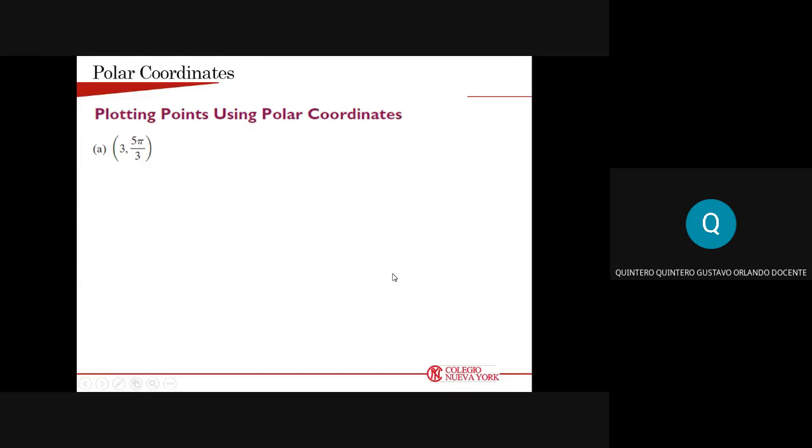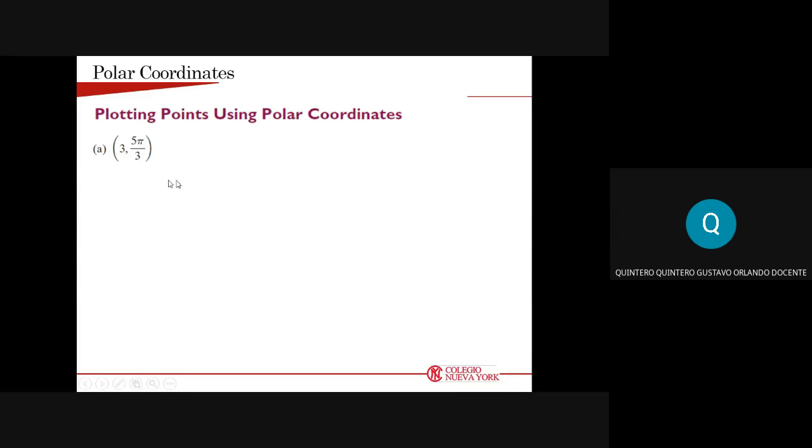All right, let's study how we plot points using polar coordinates. How do we do that? The best way for me to explain this is with an example. Here's the first one. Let's try to plot this point. As you can see, we have one coordinate, 3, comma, and then a second coordinate that has a pi. So we know this is an angle. And since this angle doesn't have degrees or any unit, we know this angle is in radians, right? So we want to plot this polar coordinate in the plane. Where do we put it in the plane? That is the question.